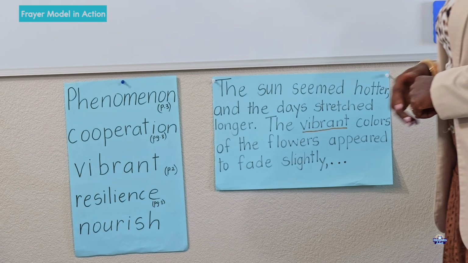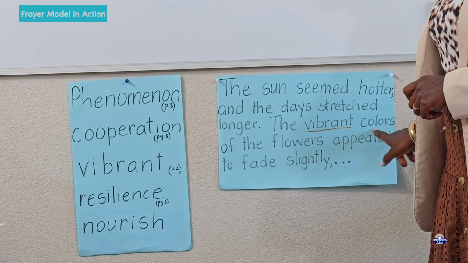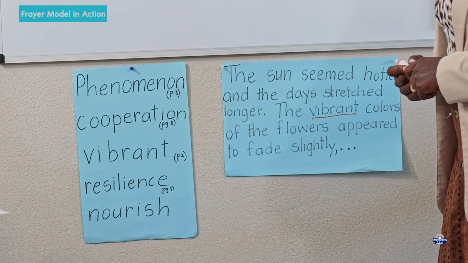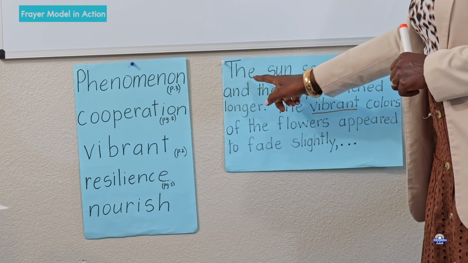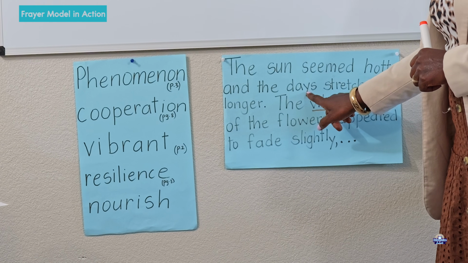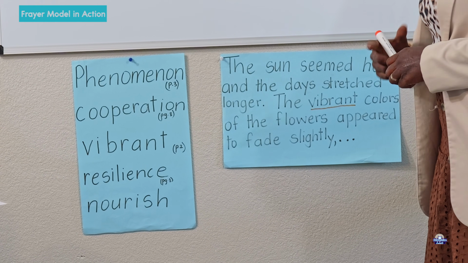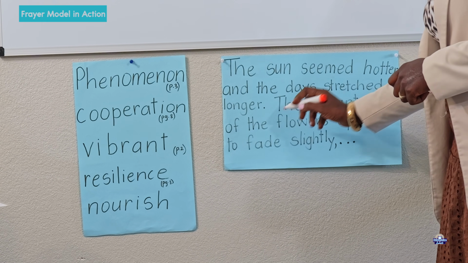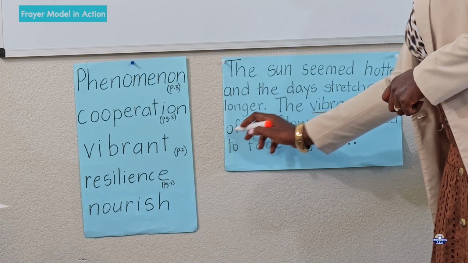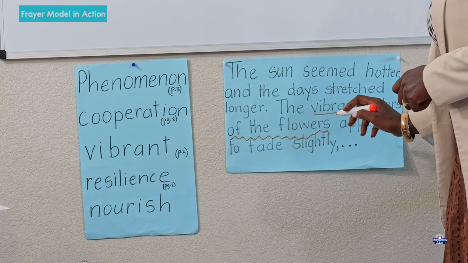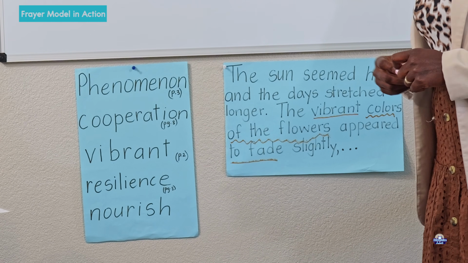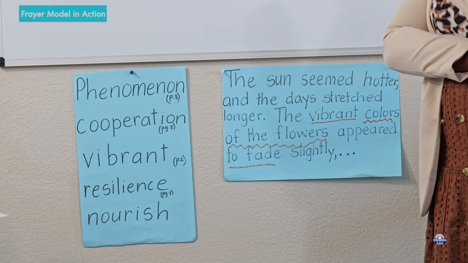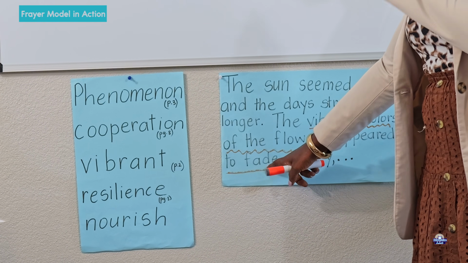Let me read it again. The vibrant colors of the flowers appeared to fade. Let me read the sentence before. The sun seemed hotter and the days stretched longer. The sun seemed hotter. The vibrant colors of the flowers appeared to fade. I think the word vibrant means bright, colorful, fade away.